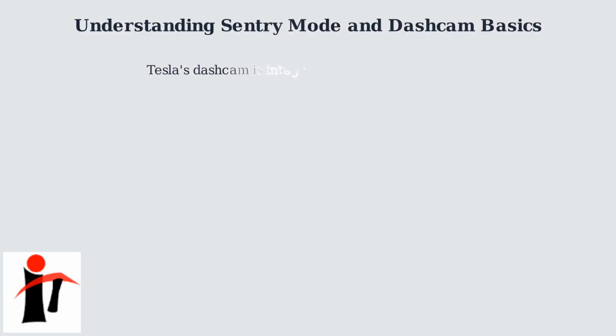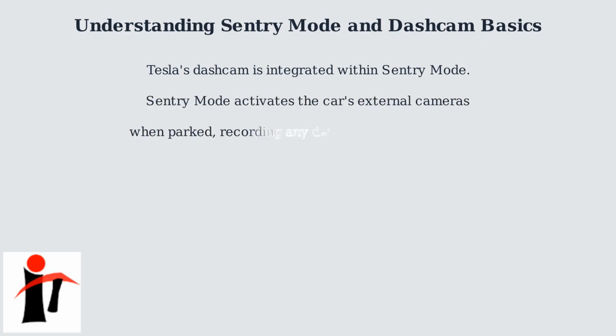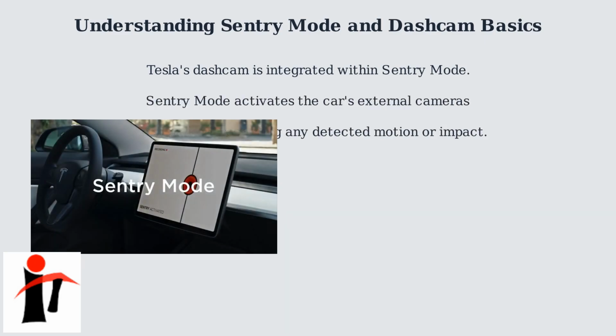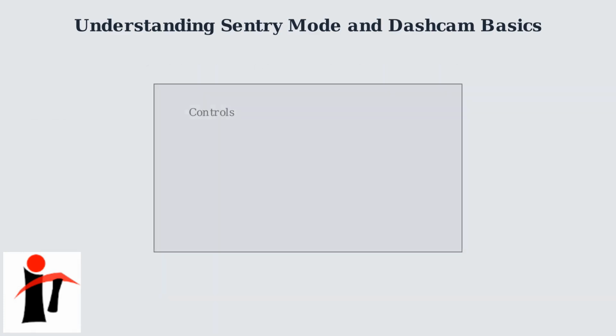Tesla's Dashcam is integrated within Sentry Mode, a security feature that transforms your Model X into a surveillance system when parked. Sentry Mode activates the car's external cameras when parked, automatically recording any detected motion or impact around the vehicle. To enable Sentry Mode, navigate through your touchscreen interface.